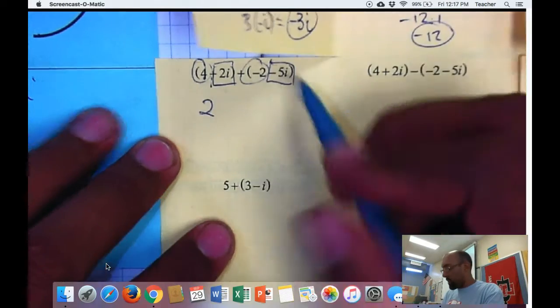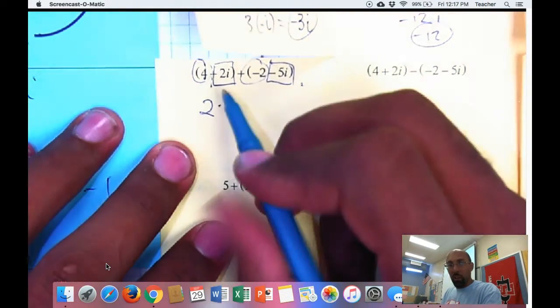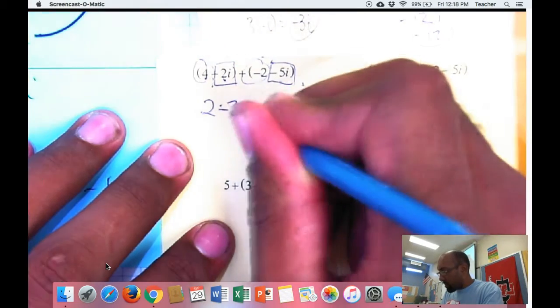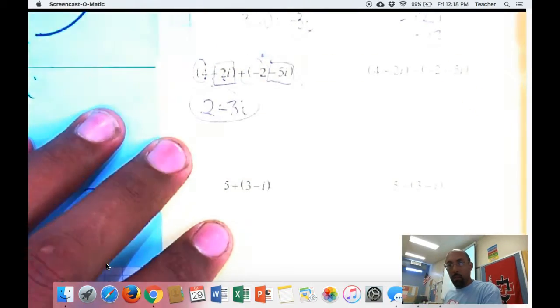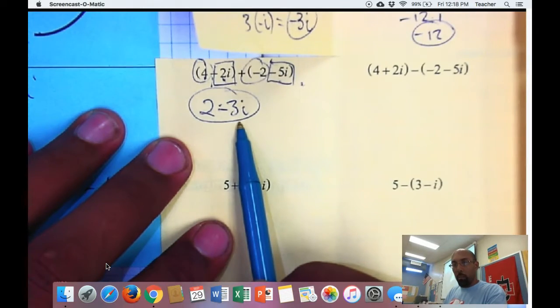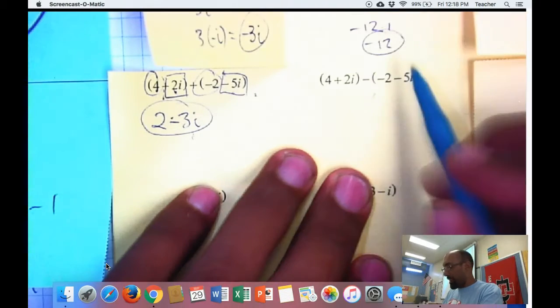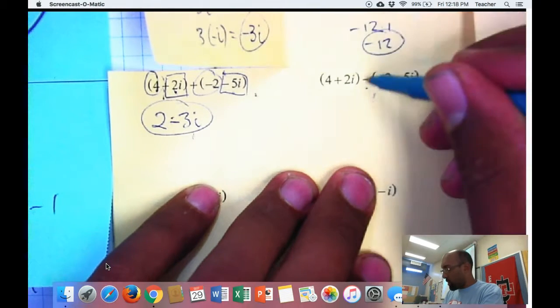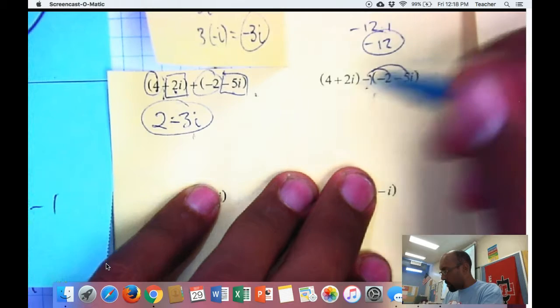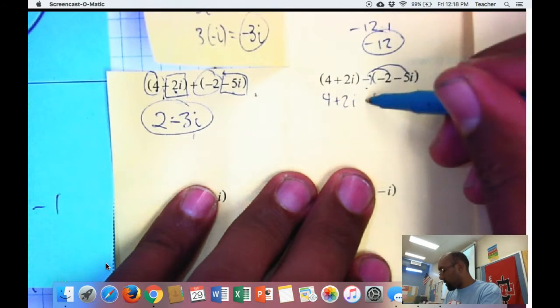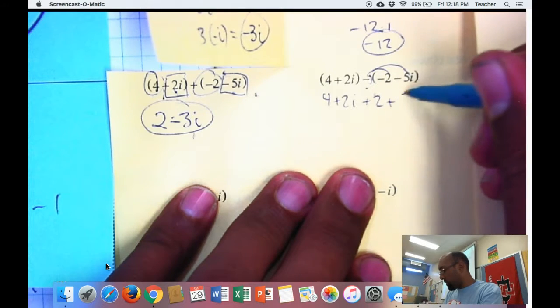Okay, so when I simplify this, I do the real number first, 2, and then I've got plus 2 minus 5, so it's going to be minus 3i. And you notice I put the imaginary number second. Okay, so going on over here. Now if you notice, I've got a negative in the middle, so that's a -1. I need to distribute that. So I can just take away these parentheses, and this becomes plus 2 and plus 5i.